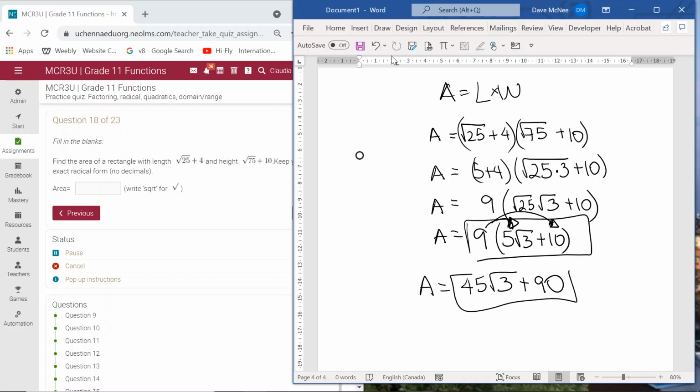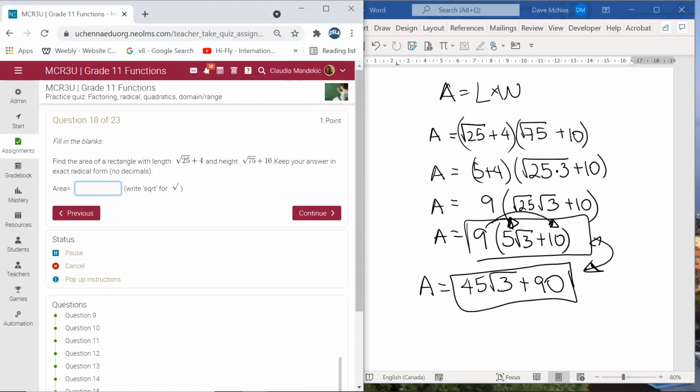And this is it. So this is the ideal solution. Either one of these would have worked in this case. So that's really what you should be writing. I'm going to use the second one, 45 square root 3 plus 90.